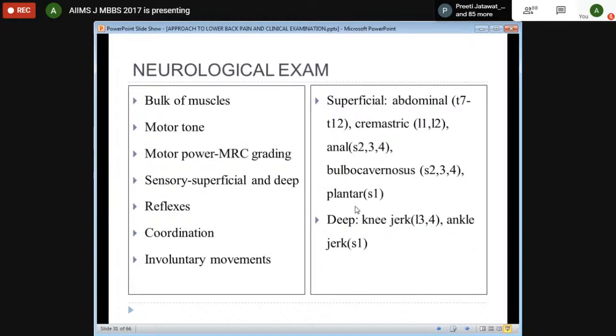Now neurologically, what do you examine? You examine the bulk of the muscles and motor tone. You grade the power by the modified Medical Research Council grading. You go for sensory examination, and superficial and deep reflexes; all of them are checked. Coordination, involuntary movements, which are tests for the cerebellum, so the pain is not central in origin. We are trying to rule that out. Superficial reflexes like abdominal reflex, cremasteric reflex, anal reflex, bulbocavernosus reflex, plantar reflex. I hope you must be knowing all this by now. Deep reflexes like knee jerk and ankle jerk.